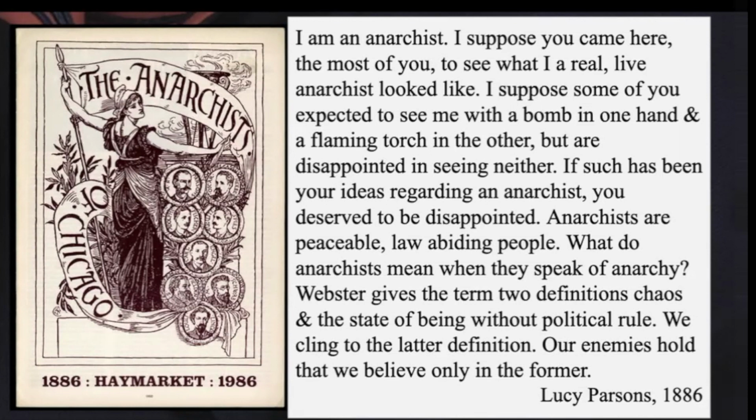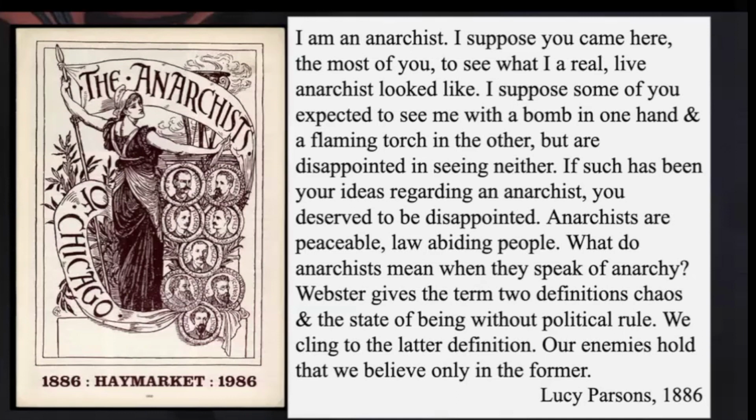The quote on the slide is from a talk that she gave in 1886. She said, "I am an anarchist. I suppose some of you came here, most of you, to see what I, a real live anarchist, looked like. I suppose some of you expected to see me with a bomb in one hand and a flaming torch in the other, but are disappointed in seeing neither. If such has been your ideas regarding an anarchist, you deserve to be disappointed. Anarchists are peaceable, law-abiding people.